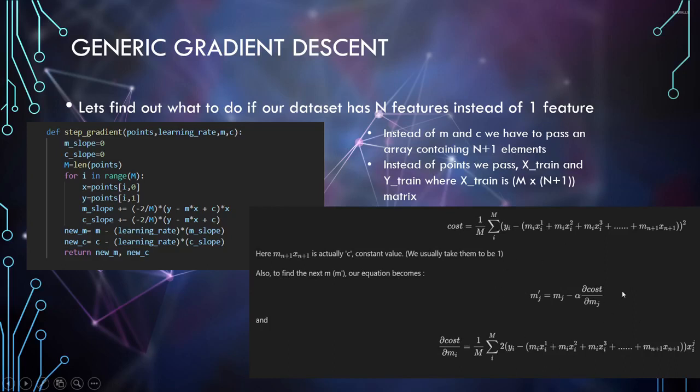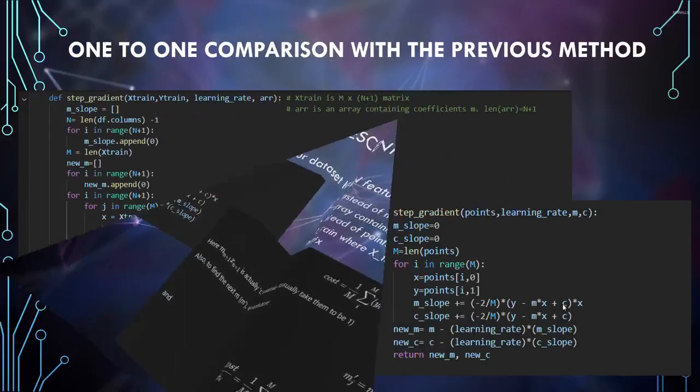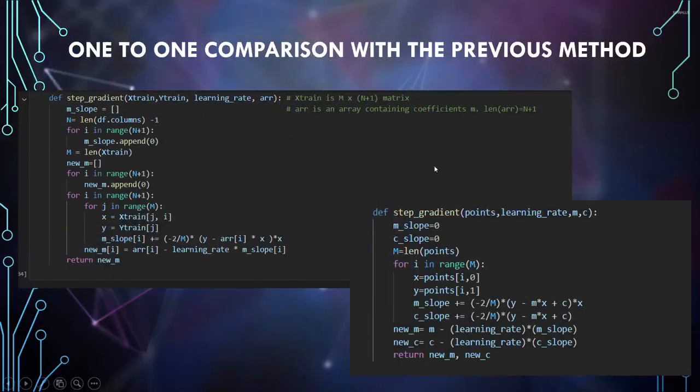In detail I have explained in my previous video how this actually works. So if we differentiate it, we need to differentiate n plus 1 times, right? For y equals mx plus c we differentiate 2 times, but here we have to do the partial derivative n plus 1 times, for each m1 and so on. Then we will apply this formula. So what we did earlier and what we are doing now, here is a one-on-one comparison.